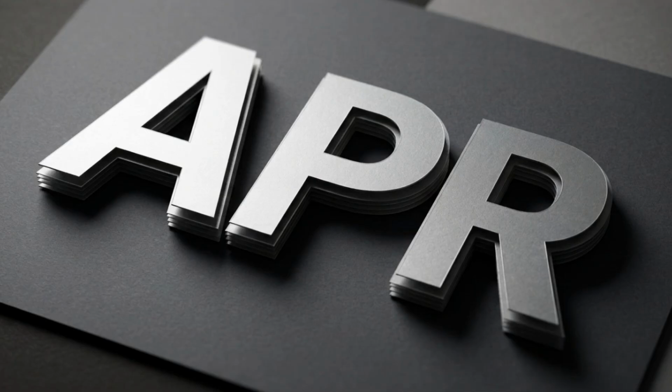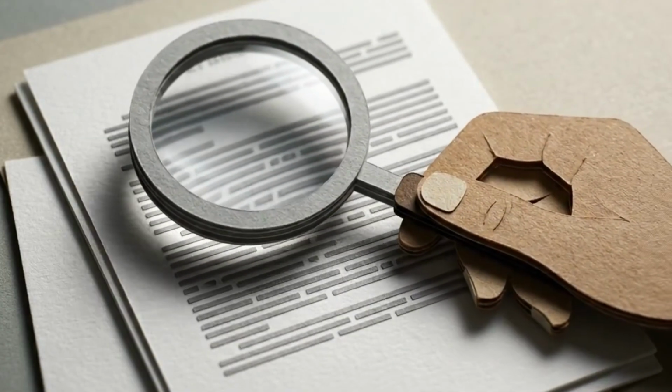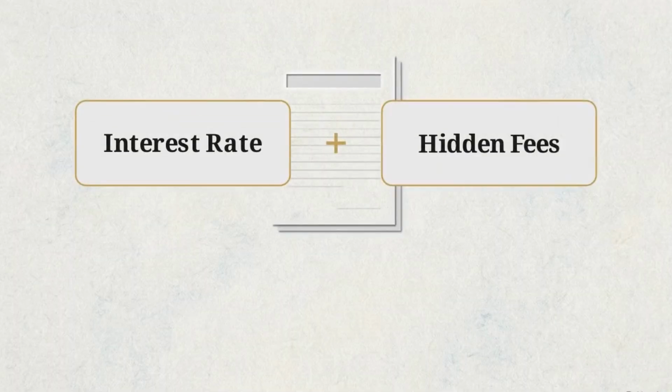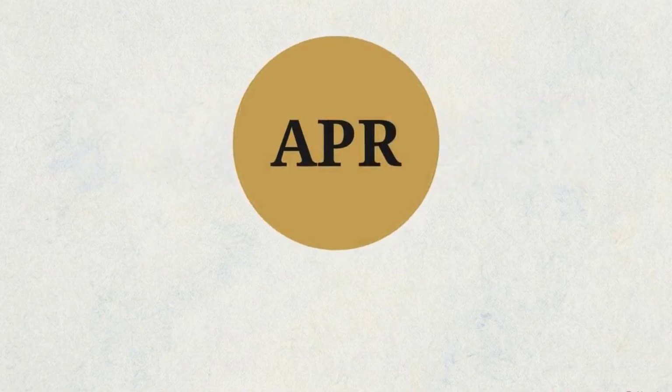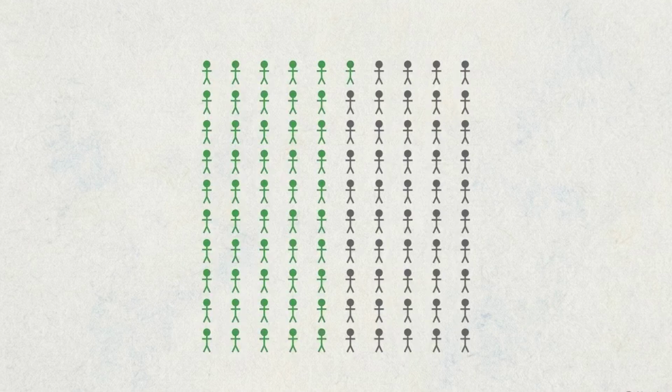On the borrowing side, we have a similar tool called the annual percentage rate, or APR. Lenders often try to attract you with a low interest rate, but then bury mandatory fees in the fine print. The APR forces them to combine the interest rate and those extra fees into one single true cost percentage. However, you have to watch out for the phrase representative APR on loan advertisements. By law, banks only have to give that advertised rate to 51% of the people they approve. The other 49% could be assigned a much higher, more expensive rate.